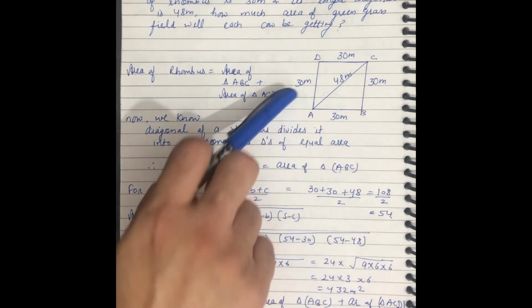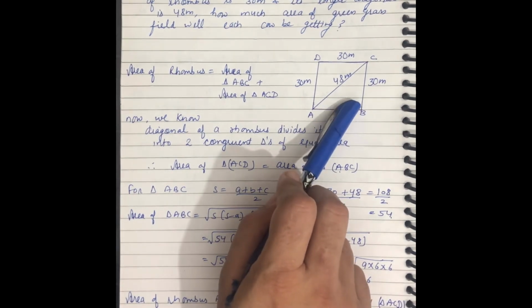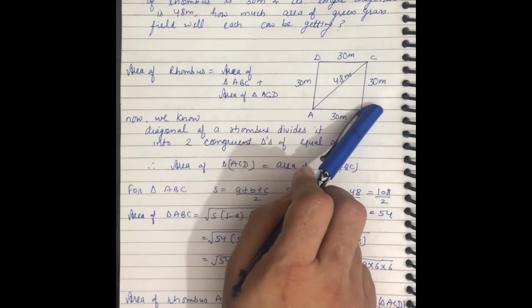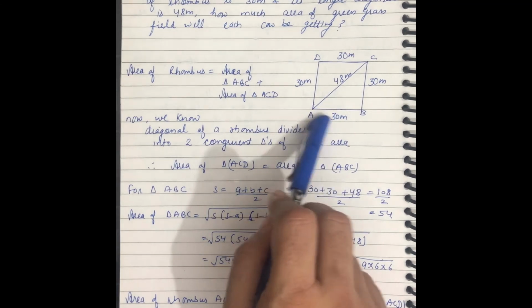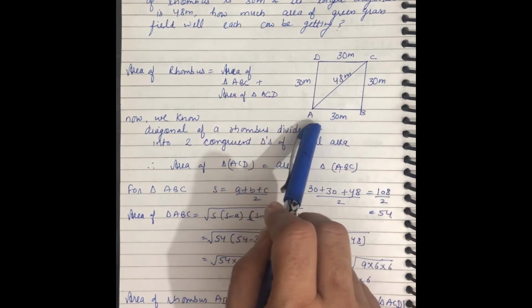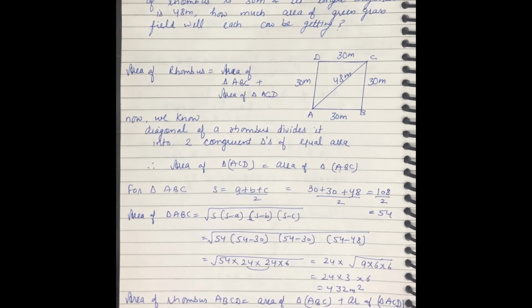Similarly, we can write down area of this portion is also 432. Area of both the triangles is equal to 432. So area of the rhombus will be area of this portion and area of this portion, 432 plus 432, which is equal to 864. Area of the complete rhombus ABCD is equal to 864 meters square.